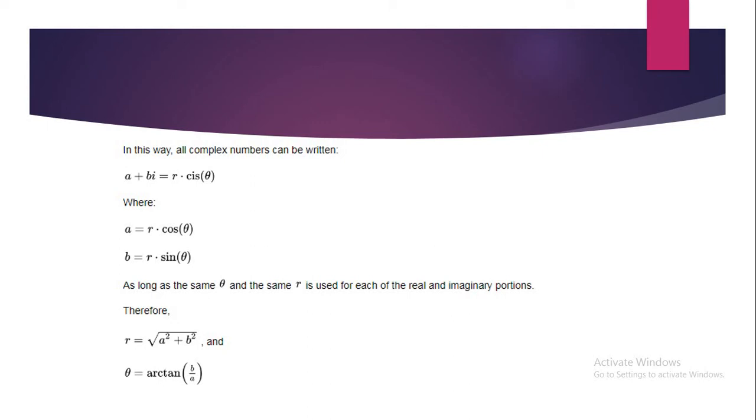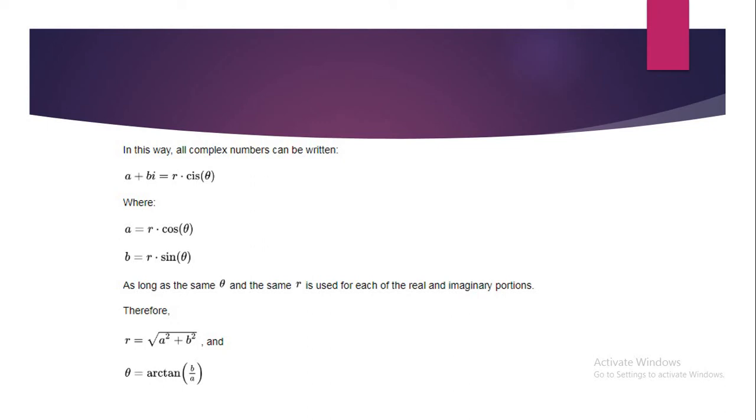In this way, all complex numbers can be written as a plus bi, that's a real number plus an imaginary number, is equal to r times cis theta, where r represents the modulus. Cis theta involves the argument.